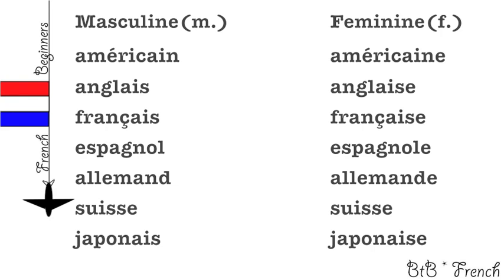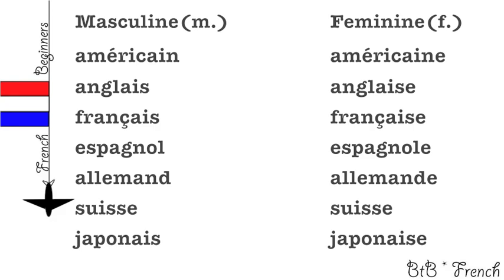Let's go over nationalities. To describe one's nationality in French, one must use adjectives. There is a masculine and a feminine form of adjectives in French. Before you, there is a list of some adjectives, and the first word on the list means American. We'll start with a masculine form in French. Américain. Feminine form, américaine.